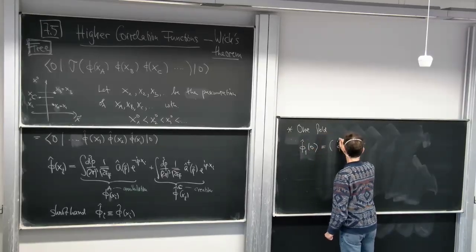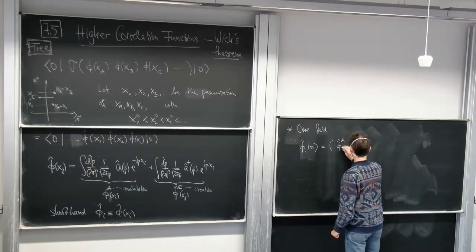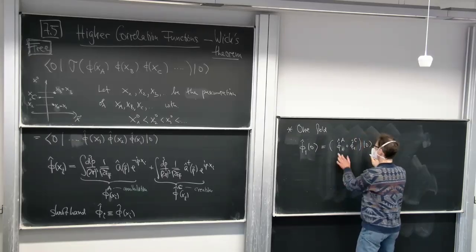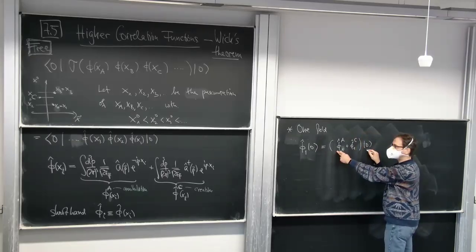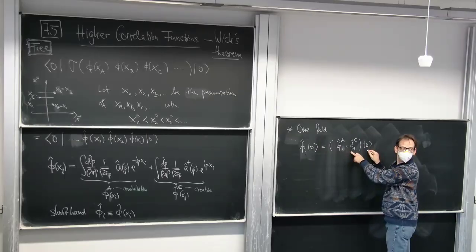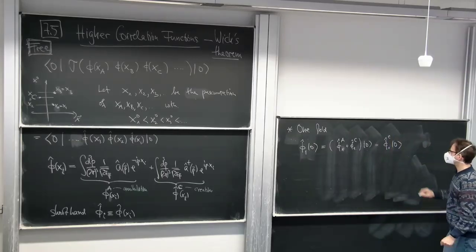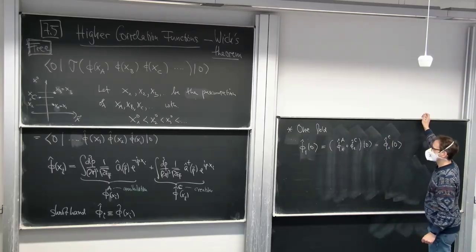So now we have annihilation and creation. And this is 0. And this, we don't know. We have to keep it. So that's our first formula.